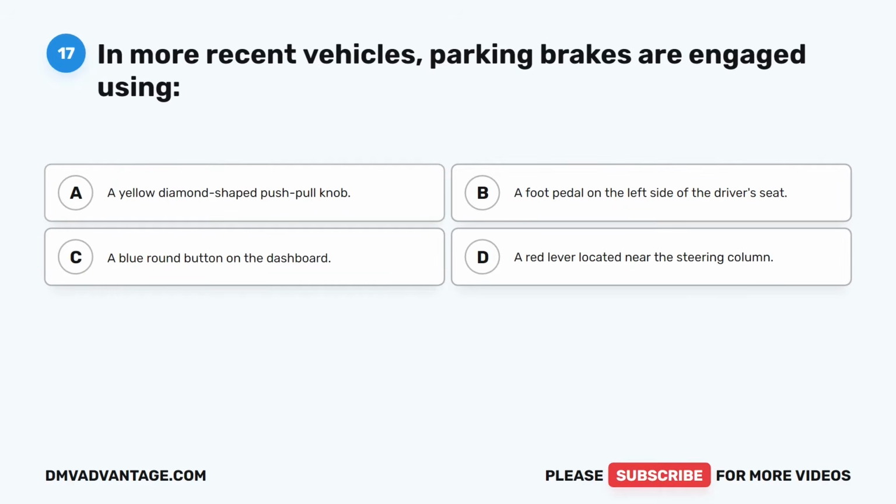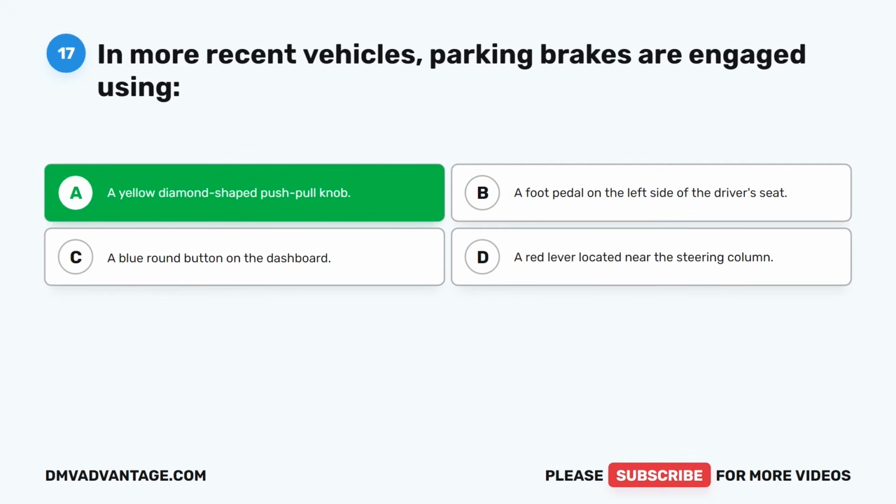Question 17. In more recent vehicles, parking brakes are engaged using A. A yellow diamond-shaped push-pull knob. B. A foot pedal on the left side of the driver's seat. C. A blue round button on the dashboard. D. A red lever located near the steering column. The correct answer is A.